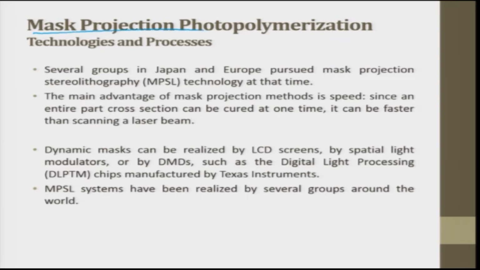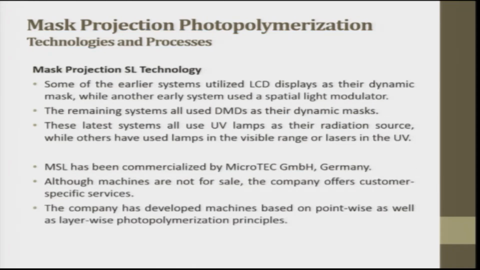Mask projection photopolymerization technologies and processes. Several groups in Japan and Europe pursued the mask projection stereolithography technique. The main advantage of mask projection is speed. Since the entire part cross section can be cured at one time, it can be faster than scanning a laser. The dynamic mask can be realized by an LCD screen, by a spatial light modulator, or by DMDs, such as the digital light processing chip manufactured by Texas Instruments. So mask projection stereolithography is much faster than the normal one.